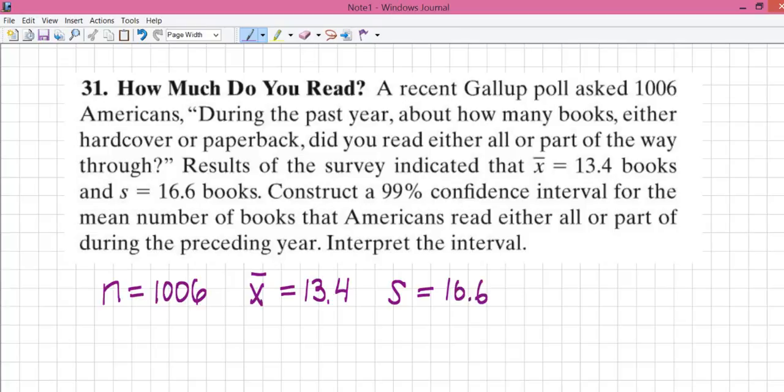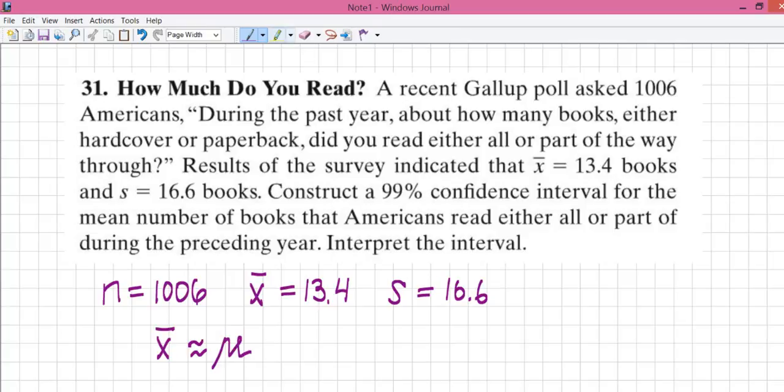Okay, so what's the big idea here? We want to take this information and use it to come up with a conclusion about all Americans, right? So we kind of want to say that X bar is approximately the population mean, meaning that all Americans read about 13 books on average, right? But that's your point estimate. We want to do a little bit more than that. We want to give it a range, so that plus or minus how many books, right? So that's what the confidence interval is. It's given that margin of error, so given a little bit more than just 13.4.